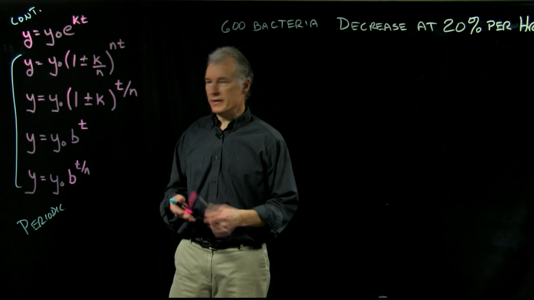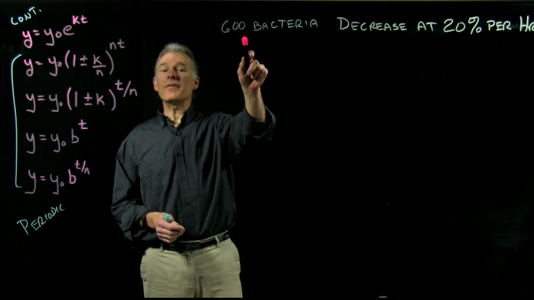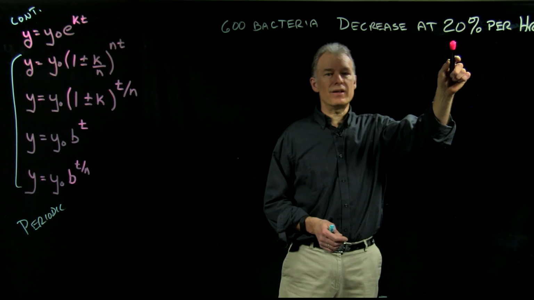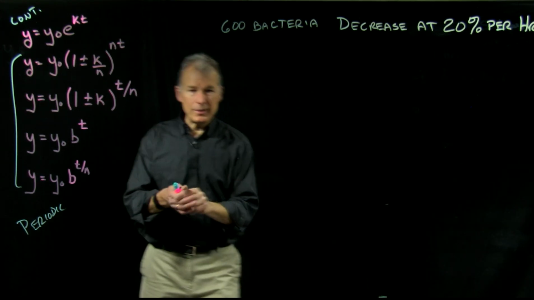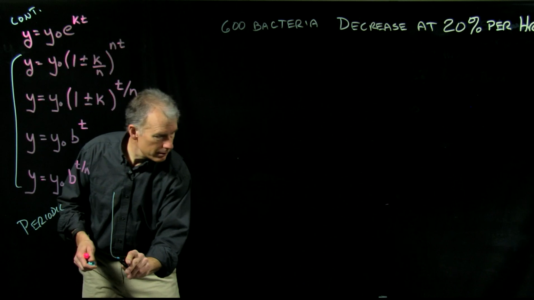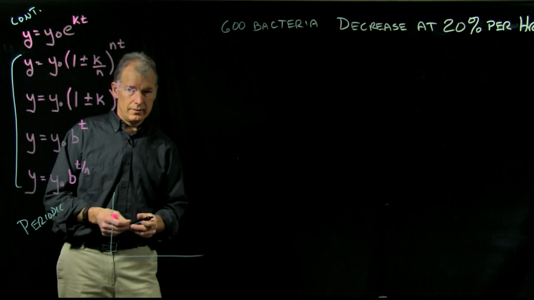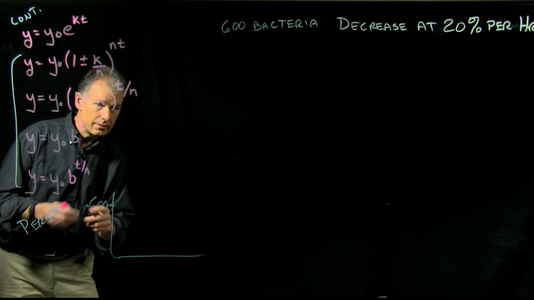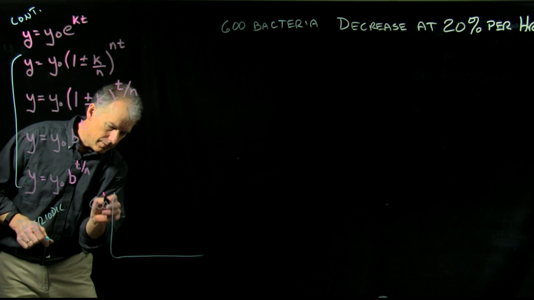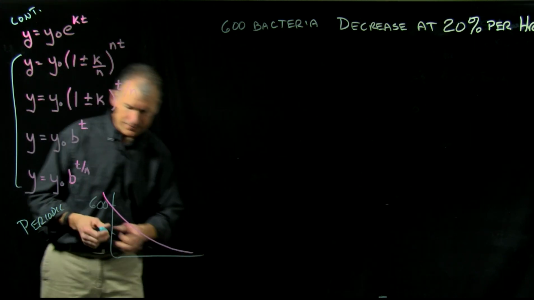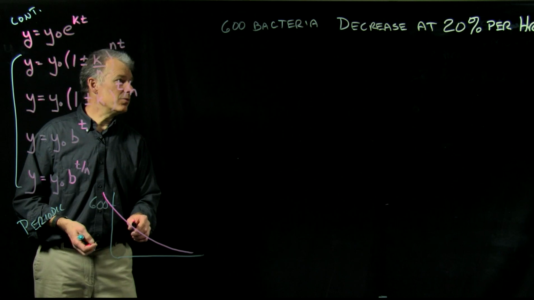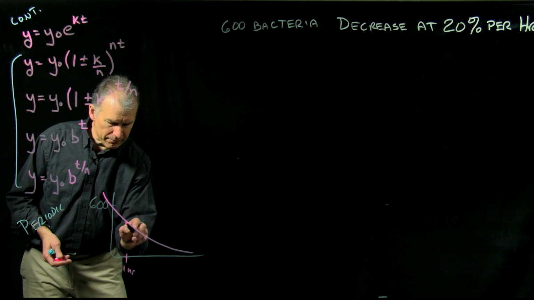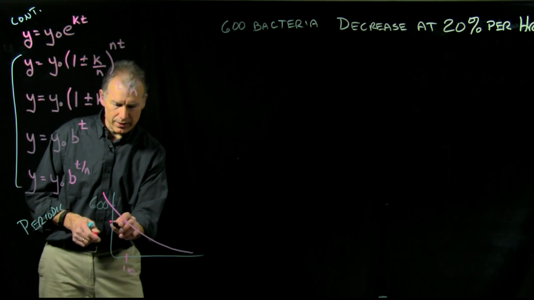So let's do one more example on this. If I start off with 600 bacteria, and they're dying off at a rate of 20% per hour, okay? Let me just give you a picture of what's going on there. We start off with 600 bacteria, and they're dying off like this. This is exponential decay. It says 20% an hour, so I'm saying 1 hour later, I will have reduced that by 20%, whatever that number is, okay?